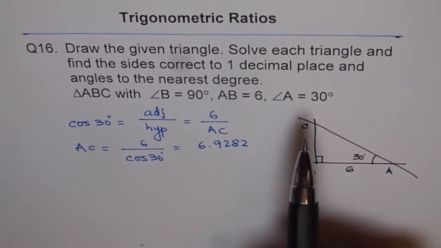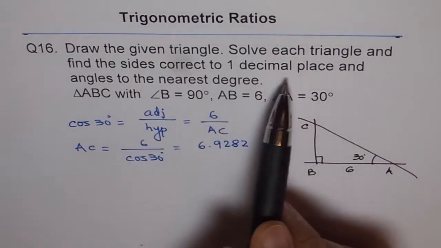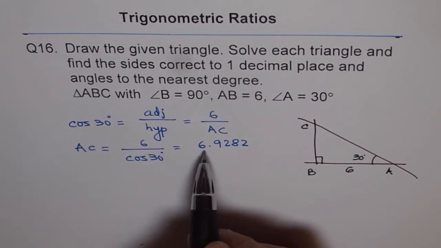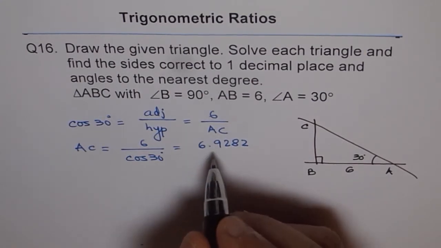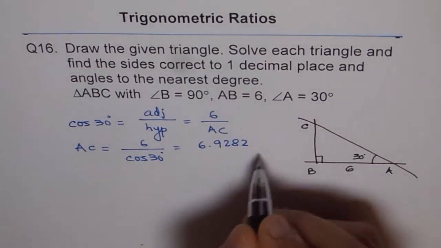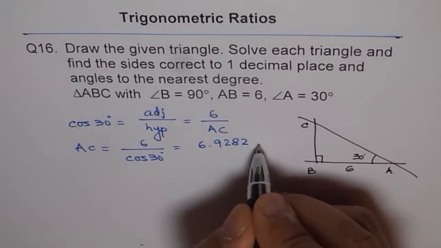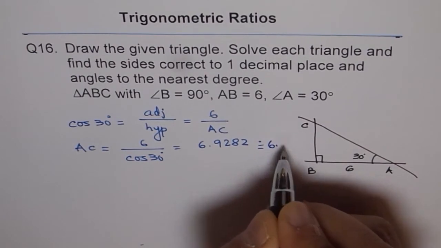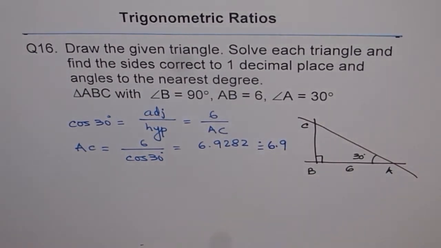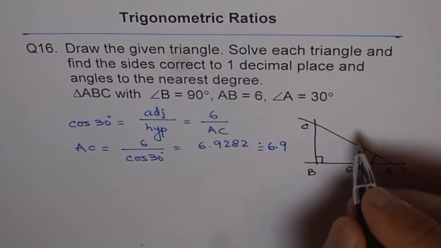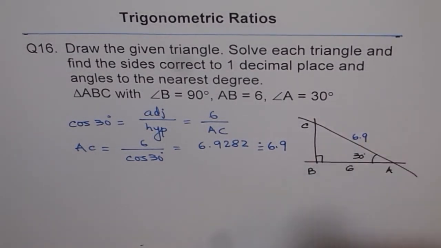So we need sides to one decimal place. So one decimal place will be 6.9. So we'll write this as approximately 6.9. That is one decimal place. So we got our side AC. Now let me write 6.9 here approximately.